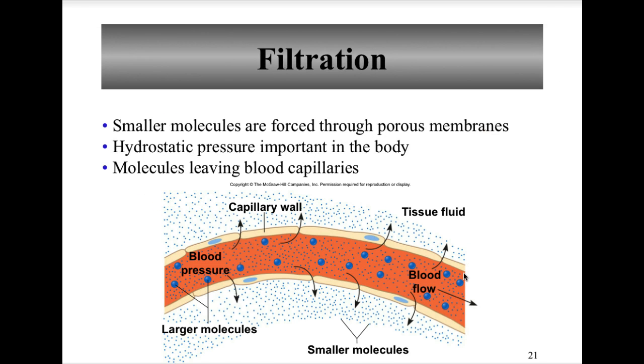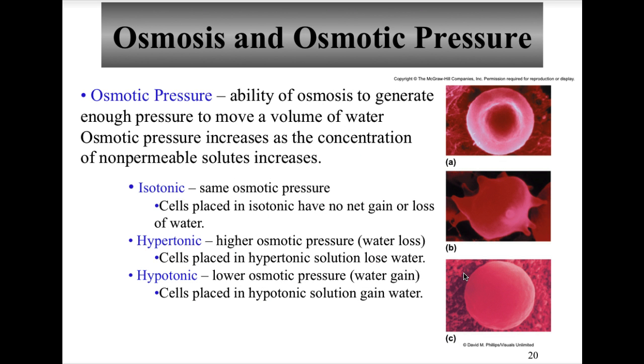Osmosis is demonstrated nicely here in this picture using erythrocytes, or red blood cells. You can see that osmotic pressure is the ability of osmosis to generate enough pressure to move a volume of water. Osmotic pressure increases as the concentration of that non-permeable solute increases. And then here you can see the three osmotic conditions of varying tonicity.